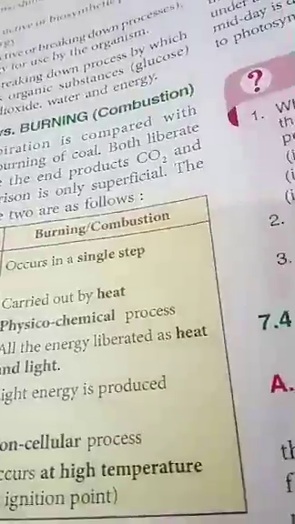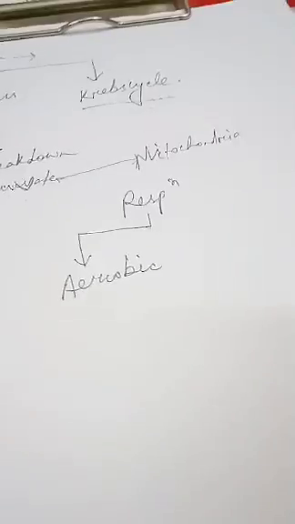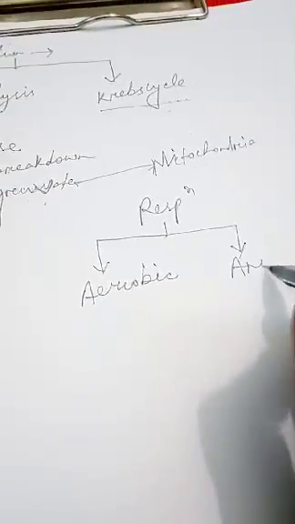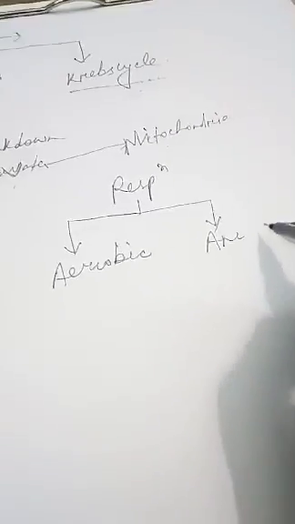Now in your textbook, a comparison of respiration and burning is given. You can read from there, it's very easy. Next we move on to 2 kinds of respiration. Yes, this is important, children. Respiration is of 2 basic types. The first one is aerobic respiration, and the second one is anaerobic respiration. Aerobic and anaerobic.